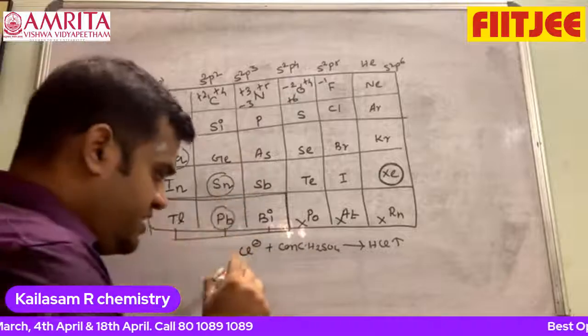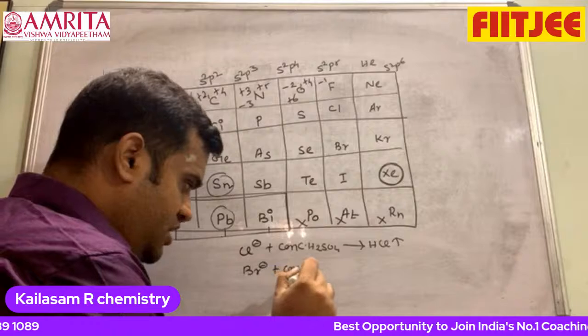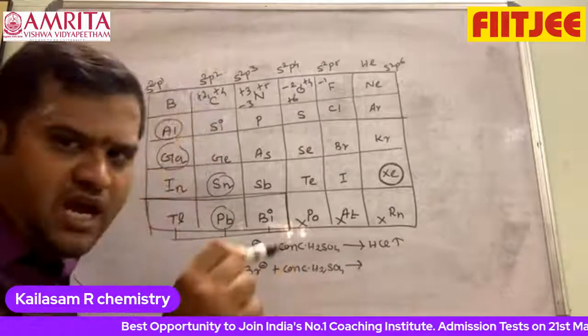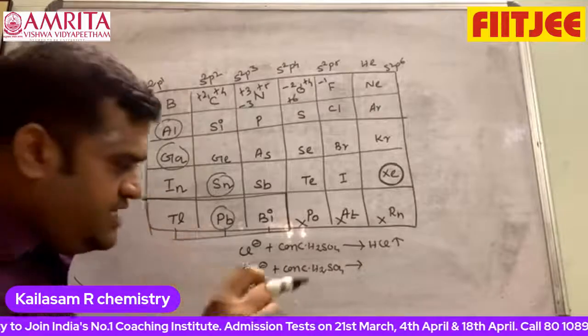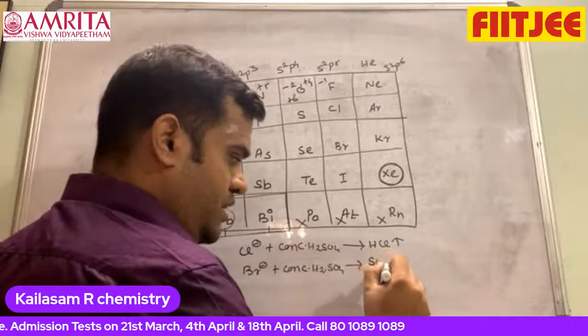Suppose if it is Br minus plus conc. H2SO4, what is going to happen here? The Br minus is a very good reducing agent. When Br minus is a very good reducing agent and H2SO4 is a strong oxidizing agent, what is going to happen? You are going to get SO2 gas and Br2.